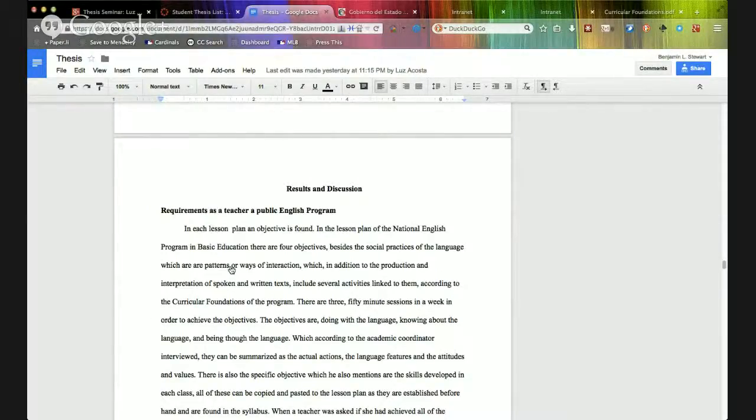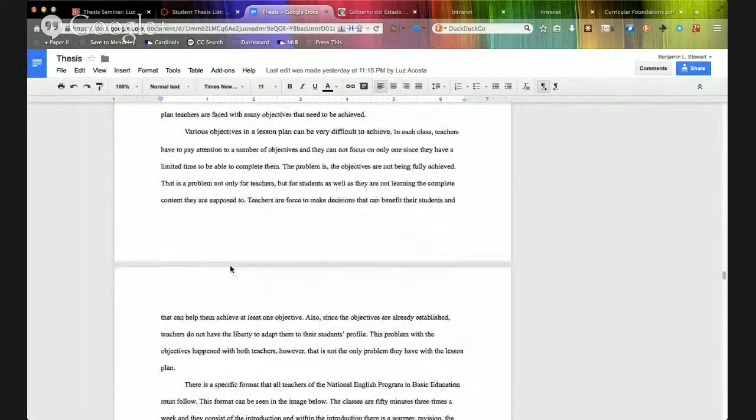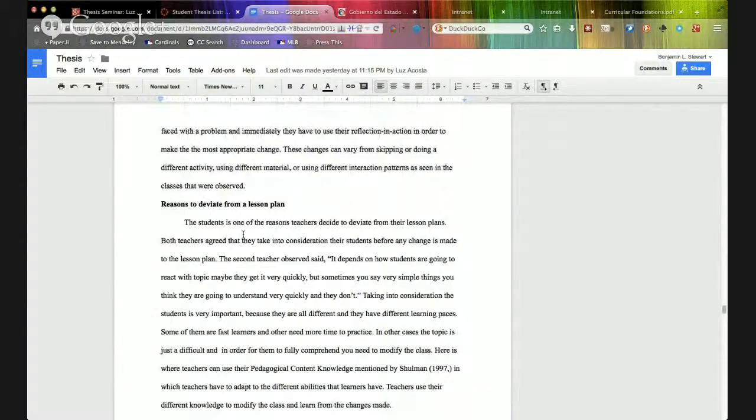You start with the general requirements and objectives, and I would assume objectives is part of this. Maybe you might put the published English program objectives, and talk about the objectives of the program, the objectives based on what the coordinator said that you observed, and the objectives of each lesson plan. And then you go on to the next section, types of reflections, and then probably reasons to deviate. You might have a lot. That's the biggest, most important part, like the comparison chart, which is day one completed.